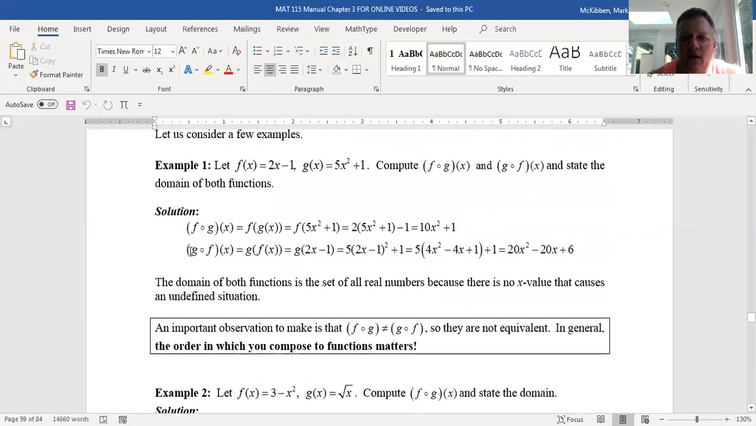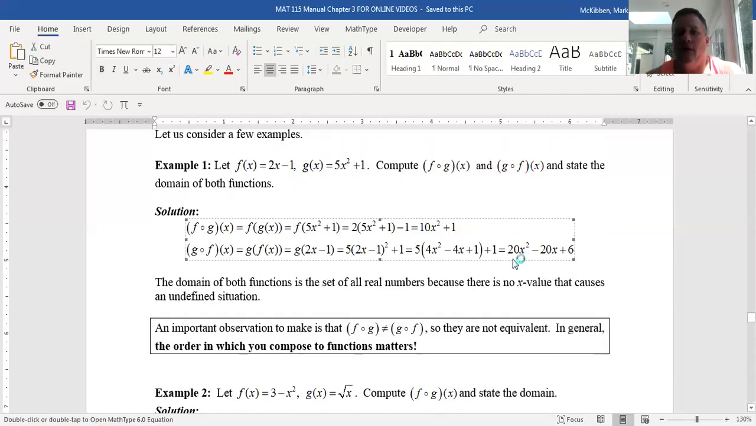Same way here, if I want g circle f of x, that is g of f of x, but I want to then plug in the expression used for f of x here in for x. And so I'm going to plug it in, I'll get 5 times (2x minus 1) squared plus 1. And then if I were to simplify this, I need to FOIL this out, as I did here, and then distribute that 5 through and then combine.